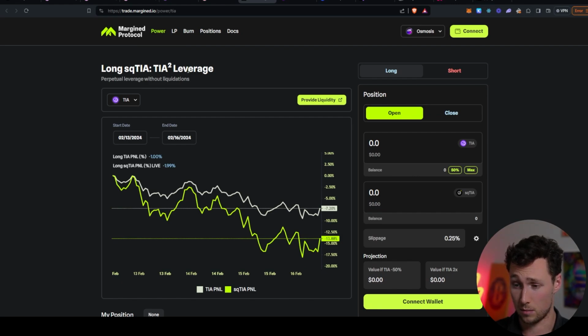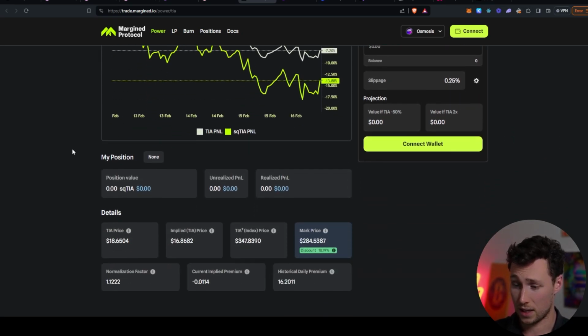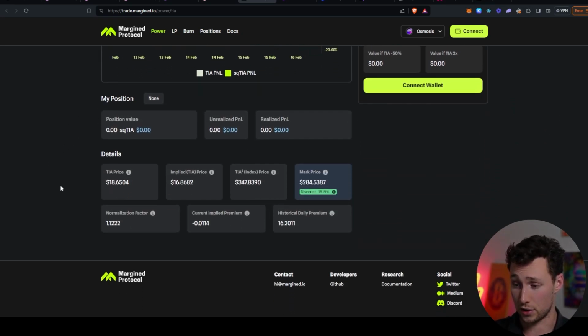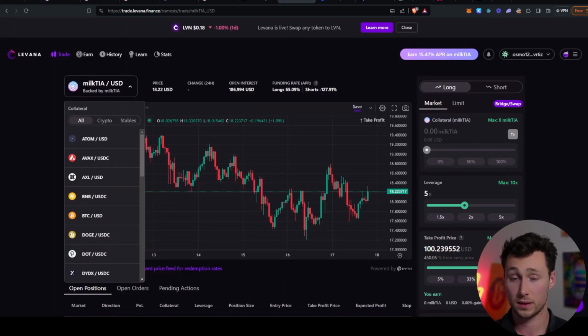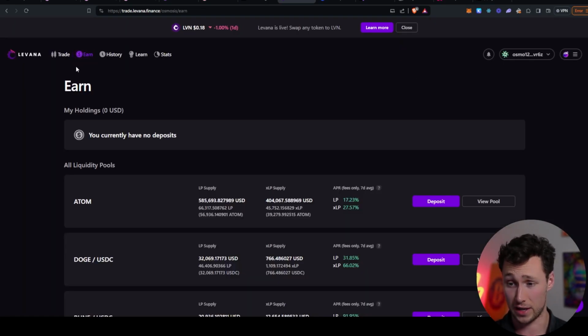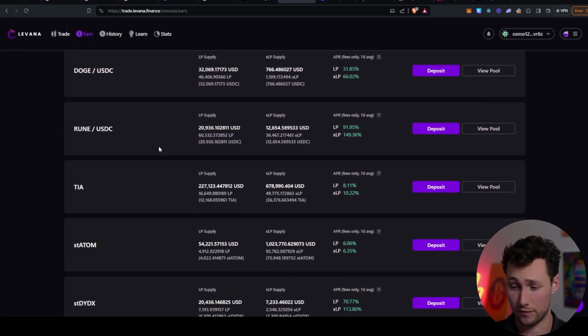Another protocol you can use is Margined protocol. This lets you provide liquidity to their squared TIA perp leverage liquidity, and this is going to earn you points as well. The next protocol you can deposit your milkTIA onto is Lavana, and Lavana is a leverage trading platform where you can also lend out funds as liquidity.